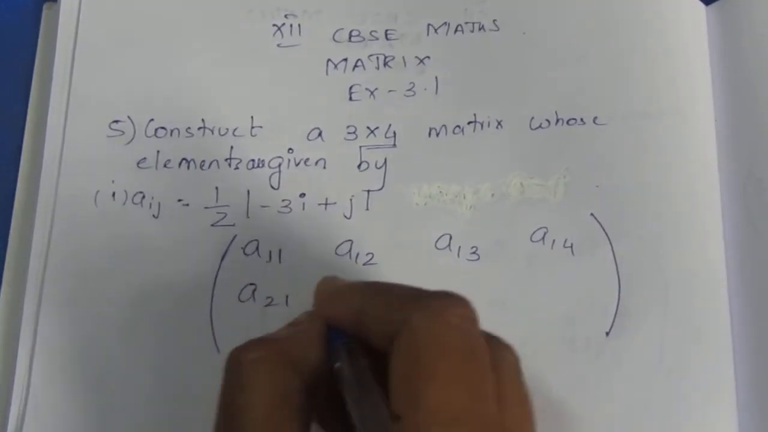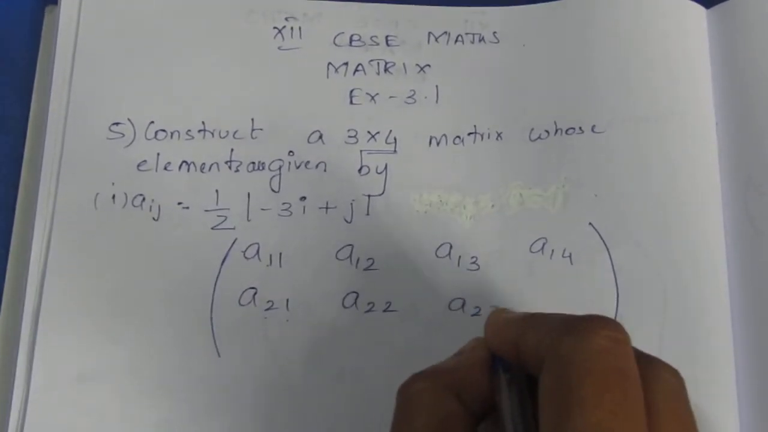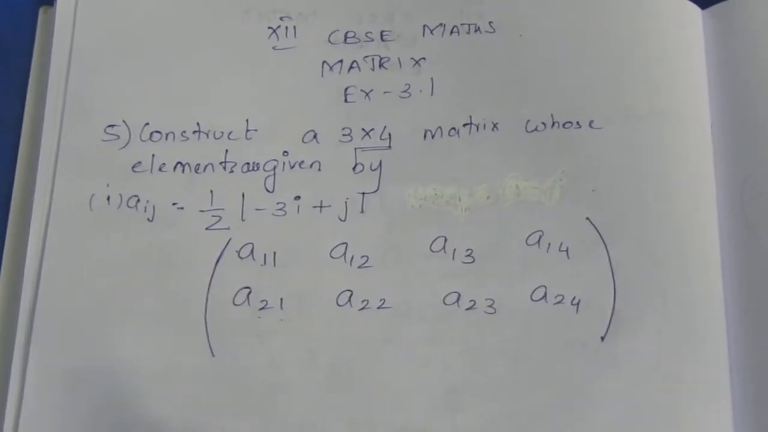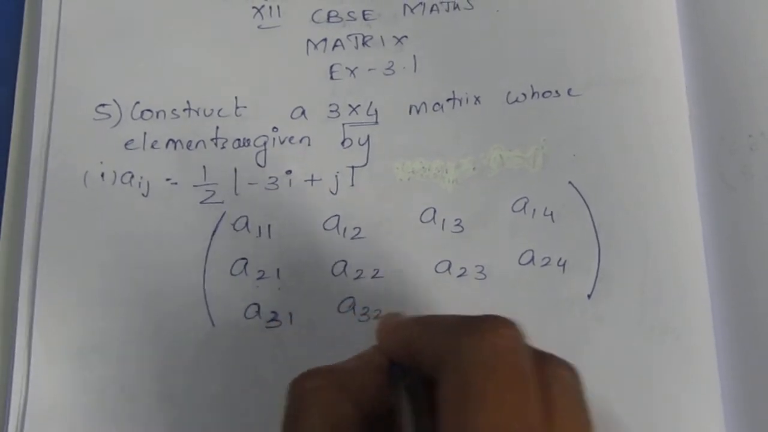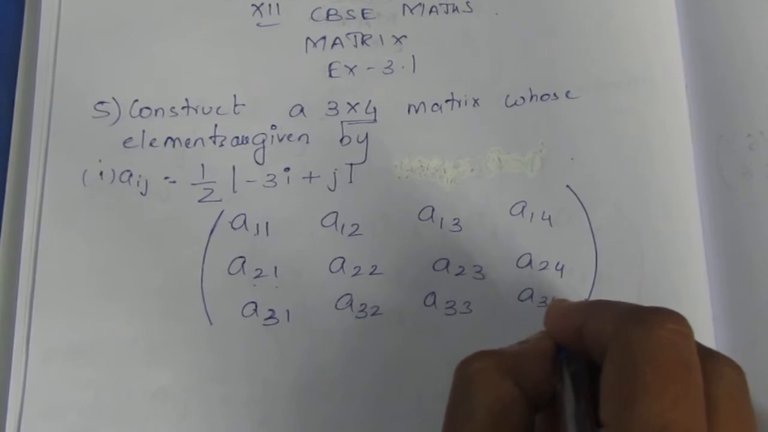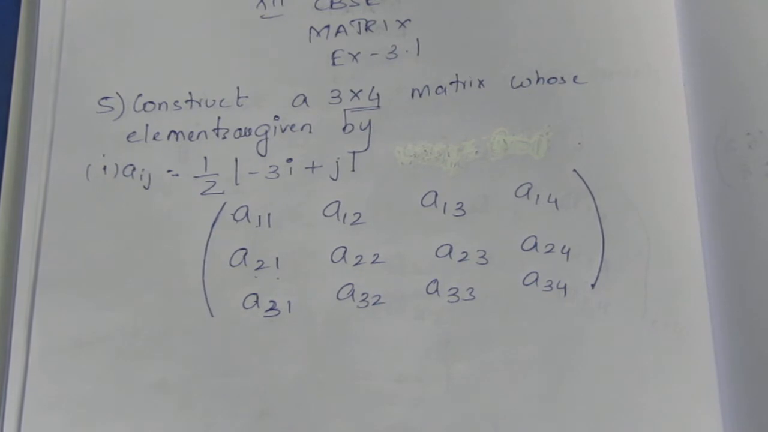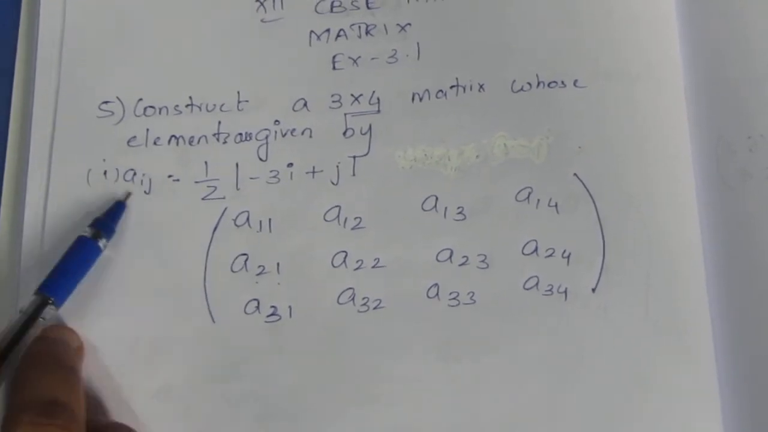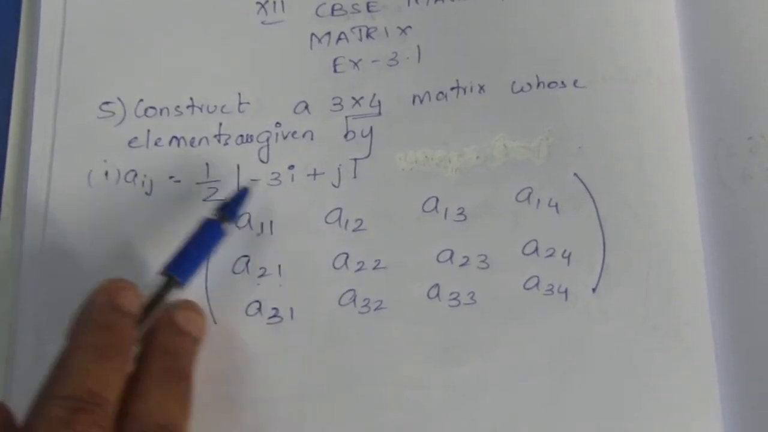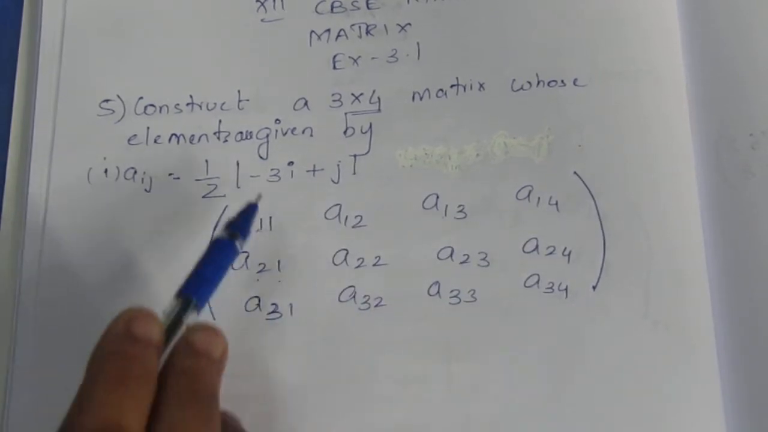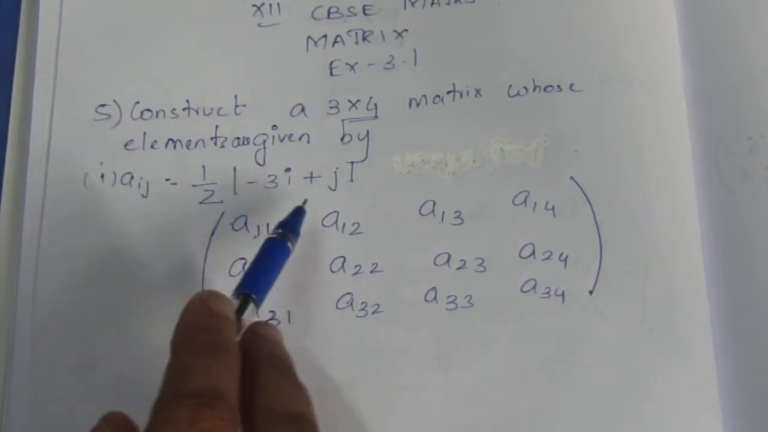In the same way A21, A22, that is second row first column, A23, A24. Similarly 31, 32, 33 and 34. Now I have just written the elements. We need to find the elements by substituting the values of i and j as 1 and 1 for this, and i and j as 1, 2 for this. Here there is a modulus, so though it is plus or minus, we need to write the answer with the plus sign.